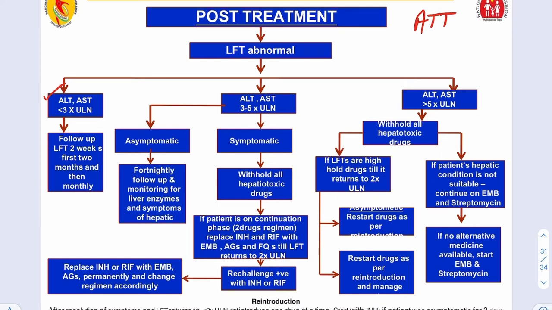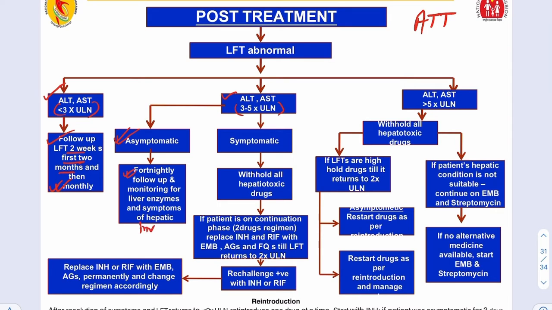Okay, alanine transaminase and aspartate transaminase. If the level of these transaminases is below 3 times the upper limit of normal, then again you can do monitoring of LFT every 2 weeks for the first 2 months and then monthly, like I said in the previous slide. If ALT or AST level is raised and it is between 3 times to 5 times the upper limit of normal, but the patient is asymptomatic, then fortnightly follow-up and monitoring for liver enzymes and symptoms of hepatic involvement, okay, symptoms of hepatitis.